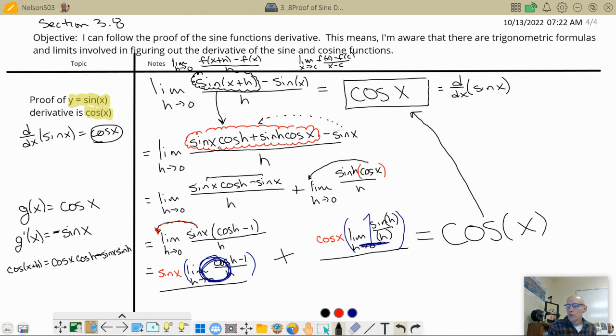Okay, so your proof's almost going to look the same. If you can do that proof that the derivative of cosine x is equal to negative sine x, I'd be so impressed. Why don't you show it to me on Monday if you figure out how that proof works? I'll give you a high five. Maybe I'll buy you a coffee.